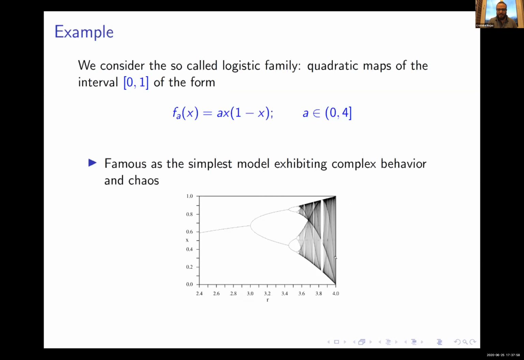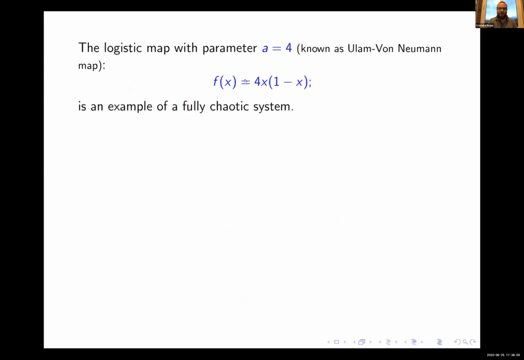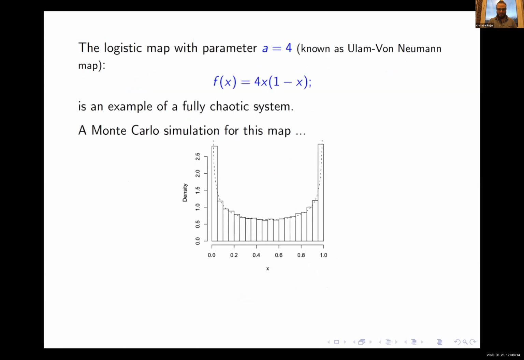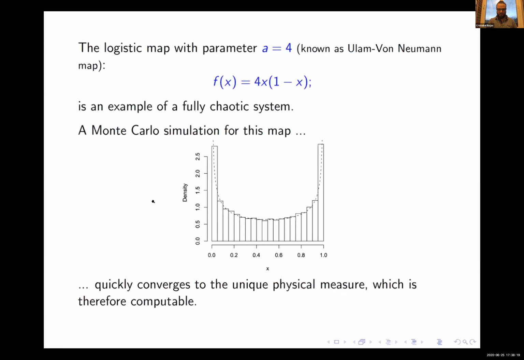That last value is 4, and this particular map, incidentally, is known as the Ulam-von Neumann map. They used it as a pseudo-random generator for their studies. It's an example of a fully chaotic system. And if we run a Monte Carlo simulation for this map, we see that these finite measures very quickly approach the unique physical measure of this system, which is therefore a computable measure.